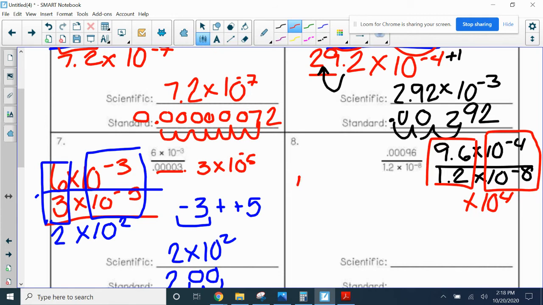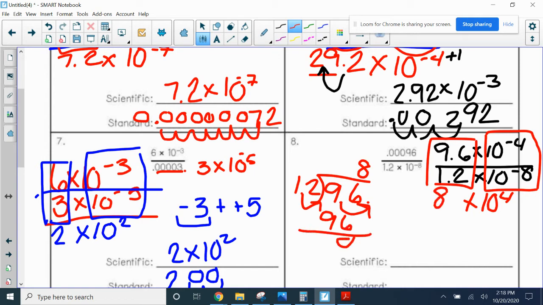So I have 1.2 on the outside. Our top dog always goes in the house. Our divisor cannot have a decimal in the house. And looking at that, I have 96 divided by 12. Well, I know 12 times 8 gives me 96. So I'm done. And I'm left with 8 times 10 to the 4th.